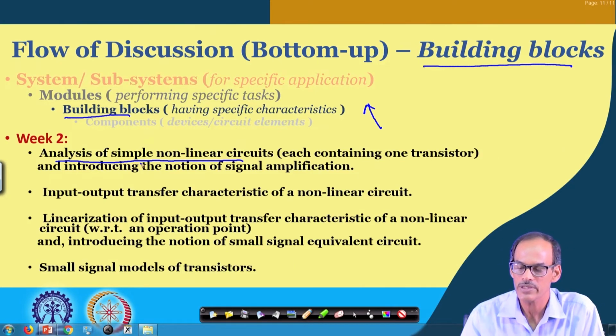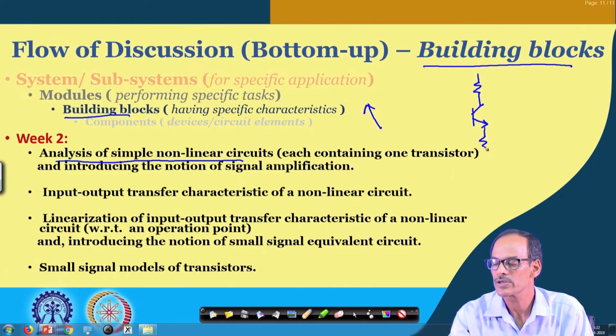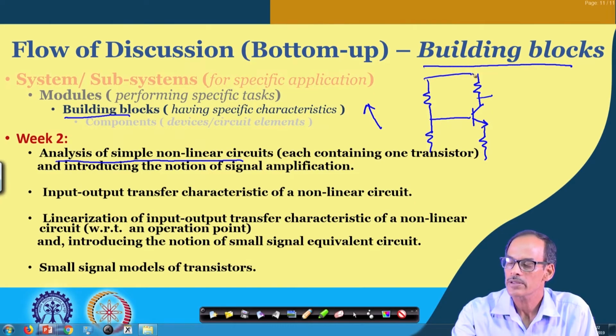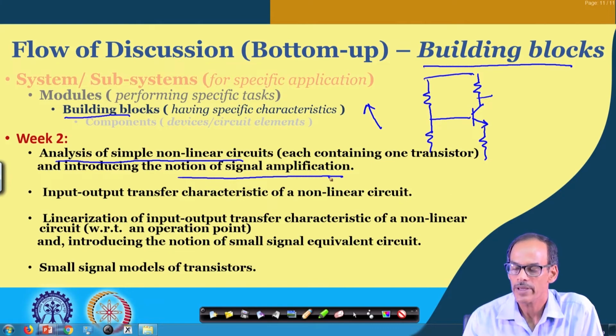When you say simple nonlinear circuit, what we mean is that it consists of a transistor, say, and surrounding that there may be different biasing components. Then we will be analyzing this kind of circuit, and of course, we have to put appropriate bias. In the second week we will start with that, and then we will try to introduce what we mean by signal amplification, considering this circuit as one example.